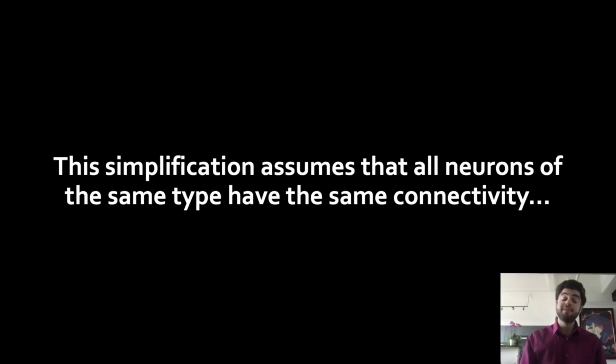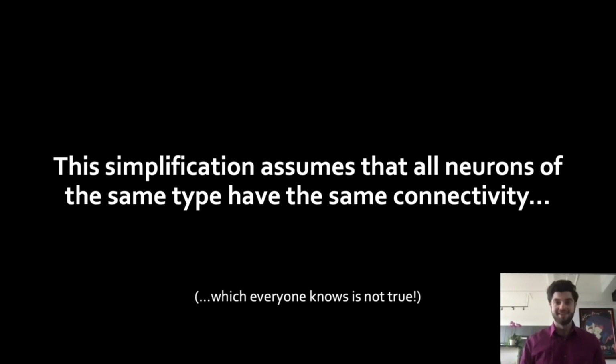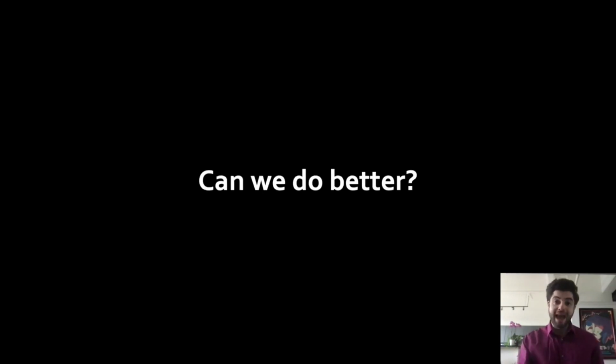But this makes a pretty serious assumption. Many of these models imagine that all neurons of the same cell type have the same connectivity behavior. And it's not controversial to say that we know that's not true. It's just a convenient model because the brain is so complex. But can we do better if we use other streams of knowledge? Well, let's look at what we know about the brain.